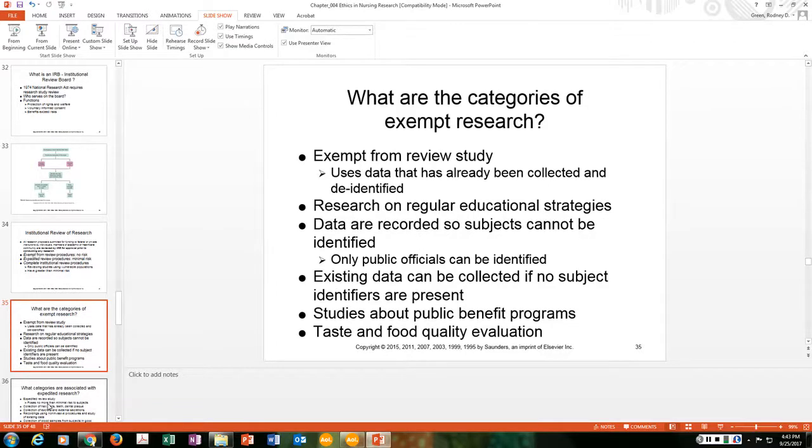So what are the categories of exempt research? Exempt from review study uses data that has already been collected and de-identified. Examples would be research on regular educational strategies. Data are recorded so that subjects cannot be identified. Existing data can be collected if no subject identifiers are present. Studies about public benefit programs, taste and food quality evaluation.